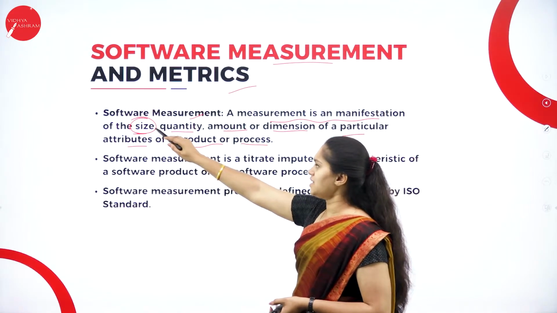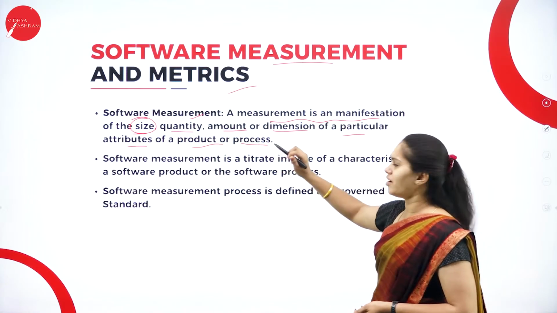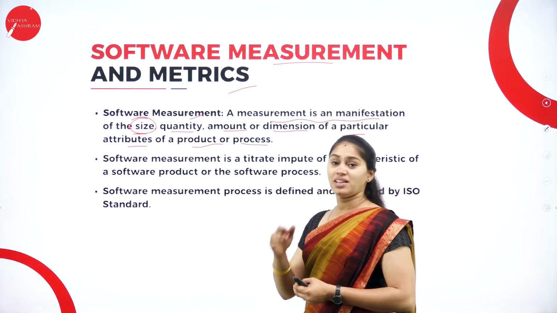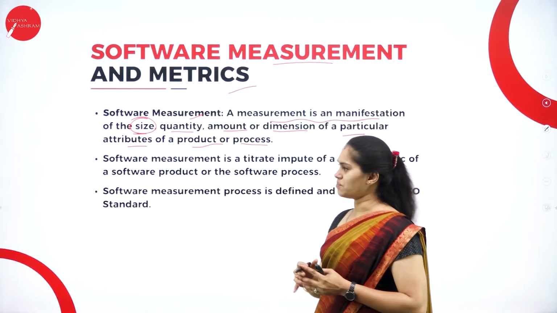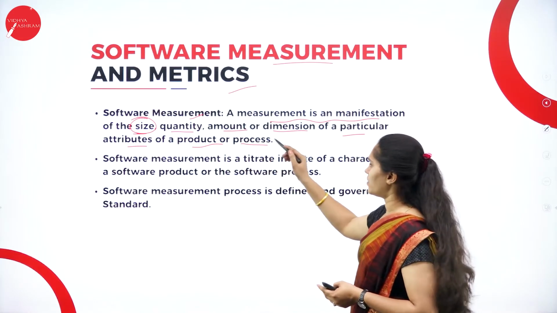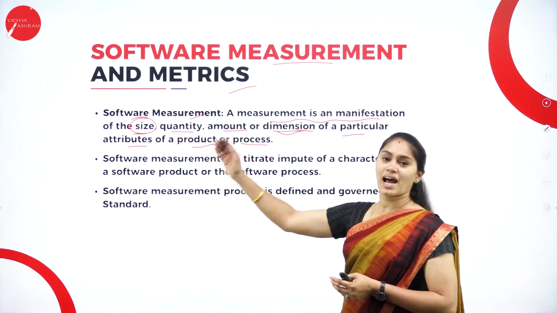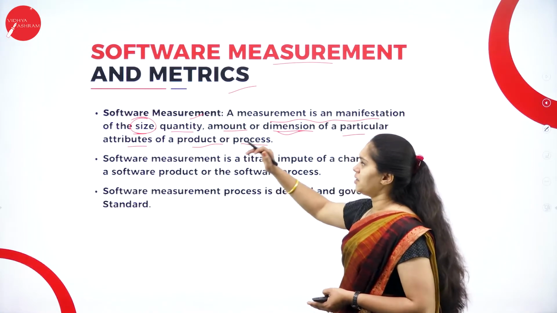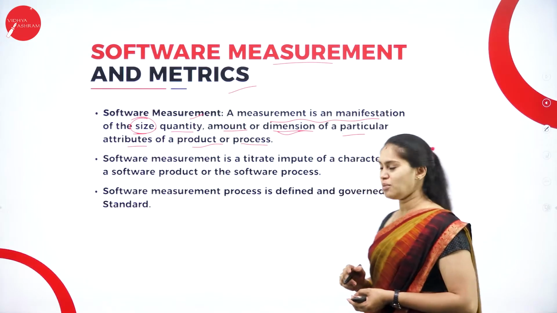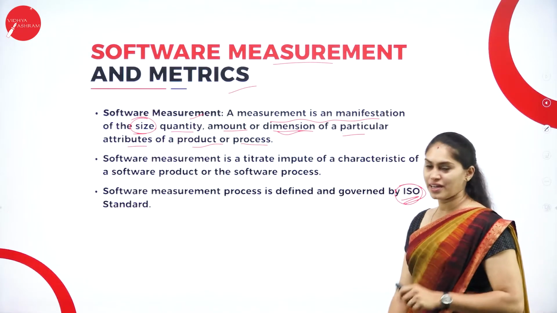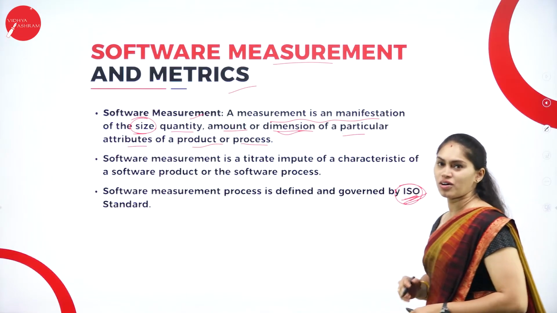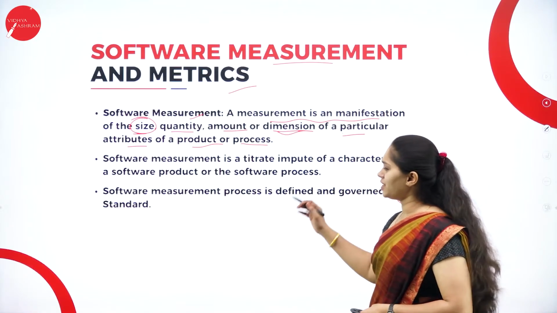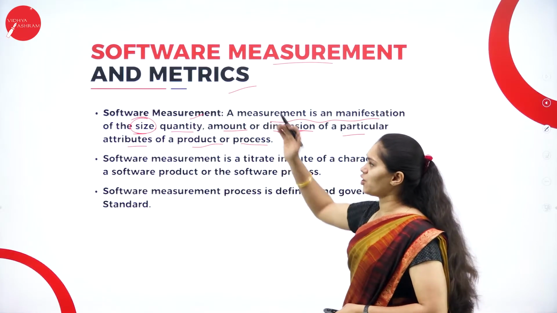So the size, quantity, amount or dimension, what purpose can we use it for, whether it belongs to a particular purpose or whether we are doing this project as a general one. All the size, quantity, amount and dimension of that particular attribute of a project or a product are also going to be measured. This measurement is done with the help of the ISO standard. ISO is the International Organization for Standardization. It sets certain standards, and based on those we have to develop any software.